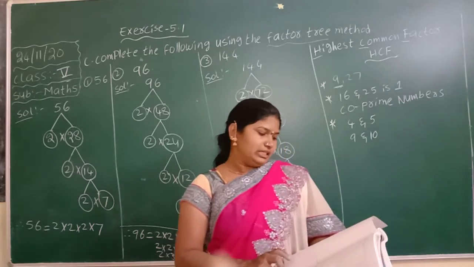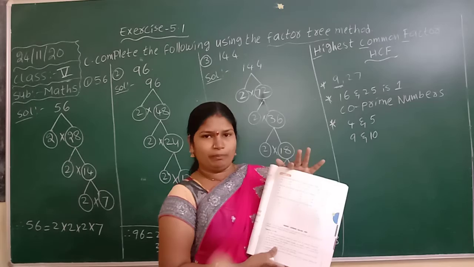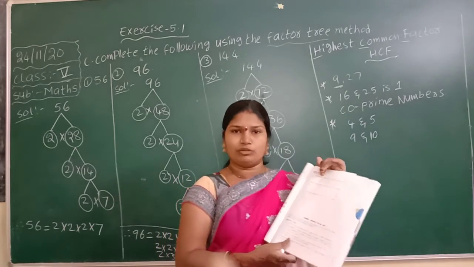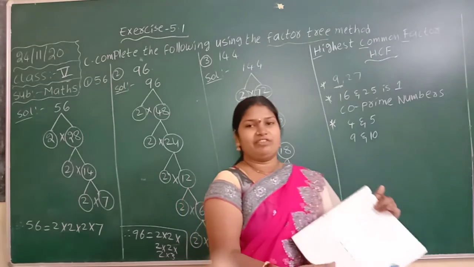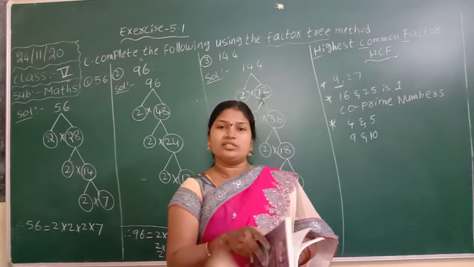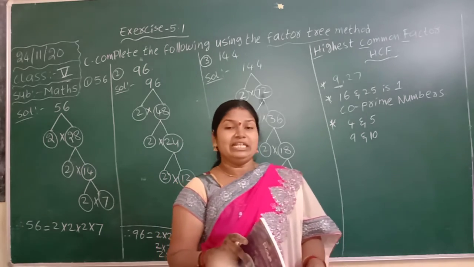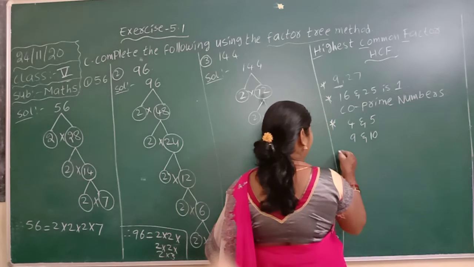Here we have to read and write these given properties in your maths notebook. This is in your textbook, page number 97. In finding the HCF we have some methods. That is listing the factors for finding the HCF.